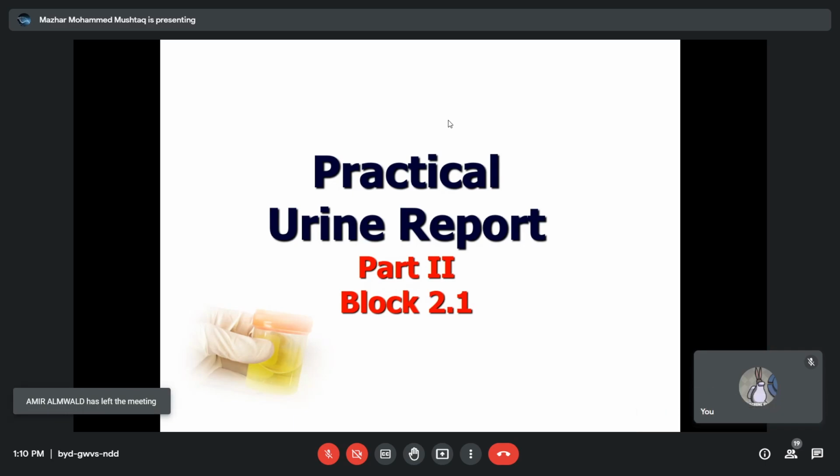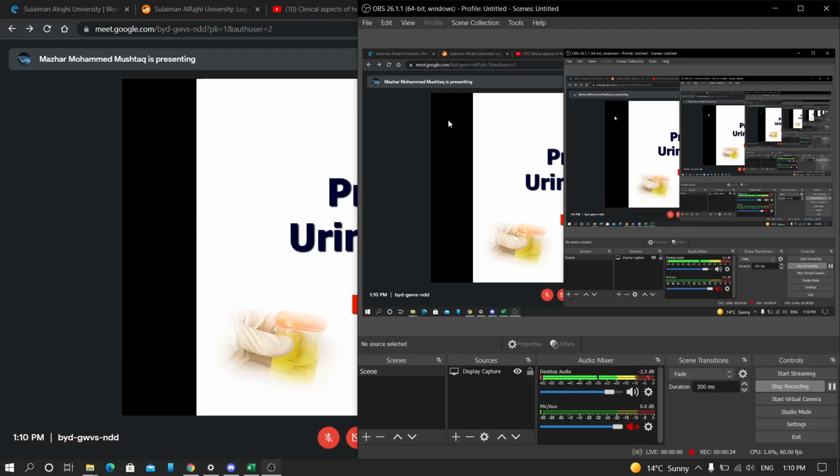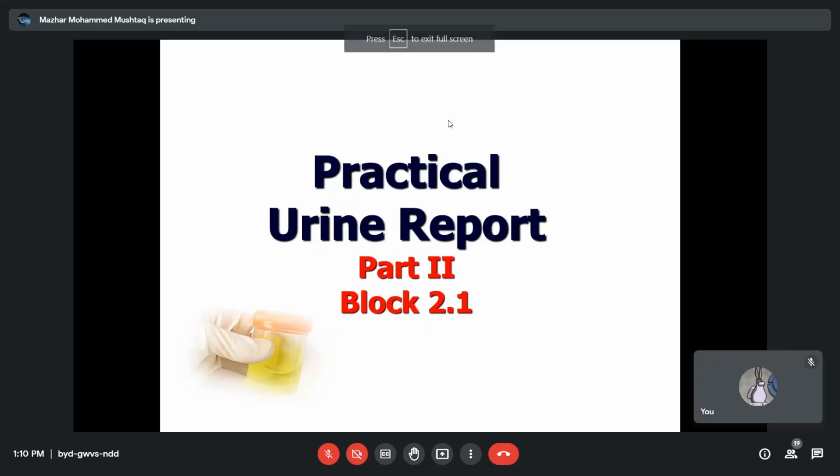Remember that we talked about the normal constituents of the urine. Sometimes some of them can become abnormal if their quantity increases or decreases. In the first year you had the normal constituents. Now you will have the abnormal constituents, and in the third year you will actually perform the urine analysis with the dipstick method, the routine method that is followed in the hospital.